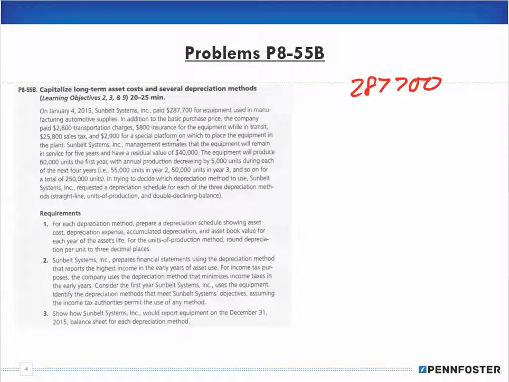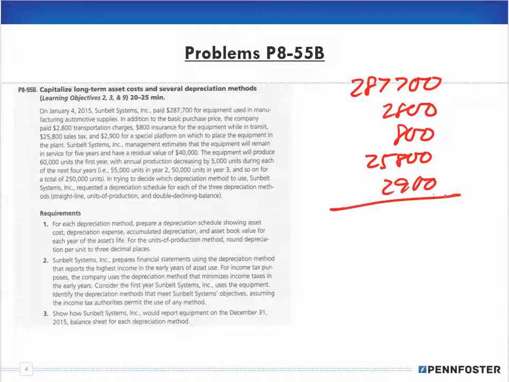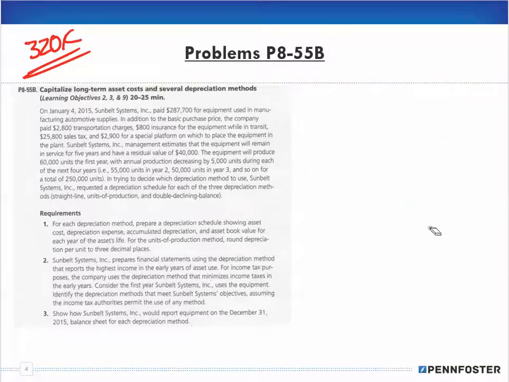it becomes part of the asset cost. So in addition to the basic purchase price, the company paid $2,800 for transportation costs, $800 for insurance while in transit, $25,800 for sales tax, and $2,900 for a special platform. Okay. When we add all of those up, we end up with $320,000. So our asset cost is going to be $320,000. That is what is going to be shown on our balance sheet.